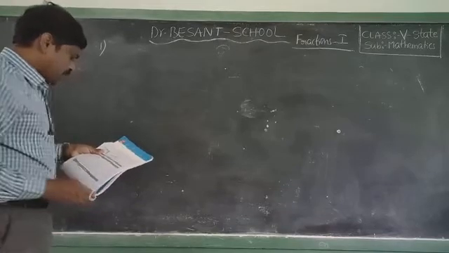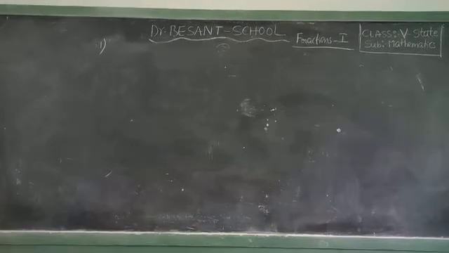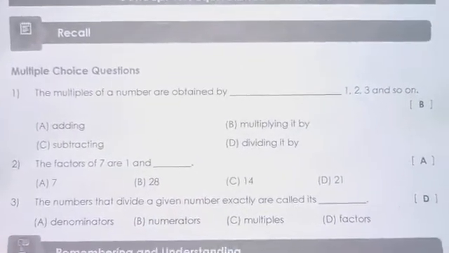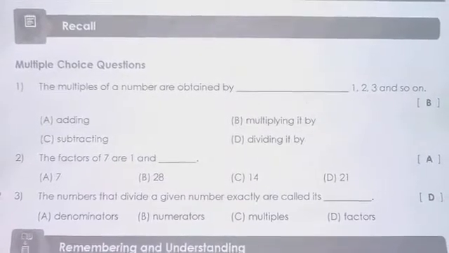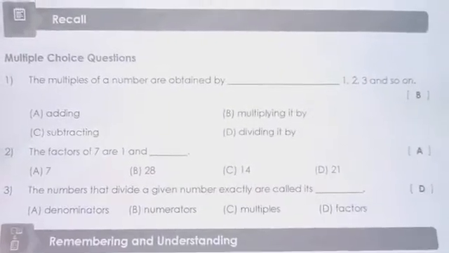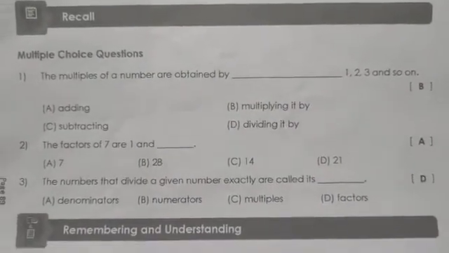The multiples of a number are obtained by dash. See, I will show you. Just wait. See, the multiples of a number are obtained by dash 1, 2, 3 and so on. So what you have to write? Multiplying it by. So answer is what? Multiplying it by.